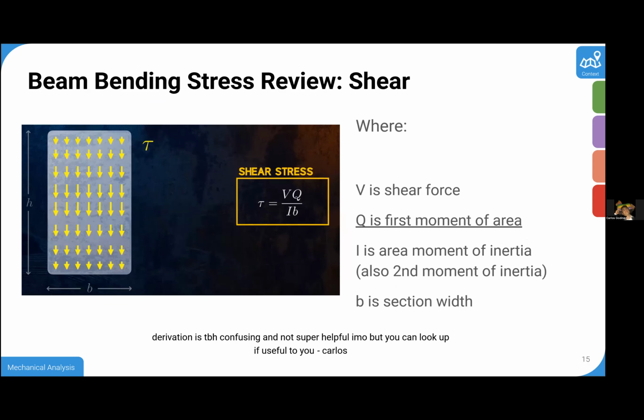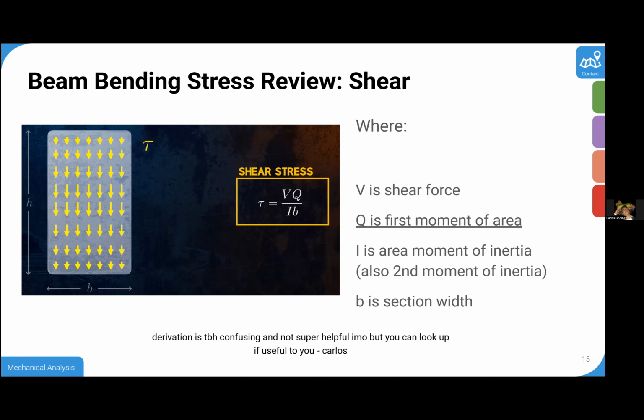Instead, what we want to do is look at the shear stress at individual sections. The way we do that is with this formula right here: tau equals VQ over IB. V is just your shear force that you calculate from your shear moment diagrams. Q is your first moment of area. The next slide explains what that is, but it's kind of similar to your moment of inertia.